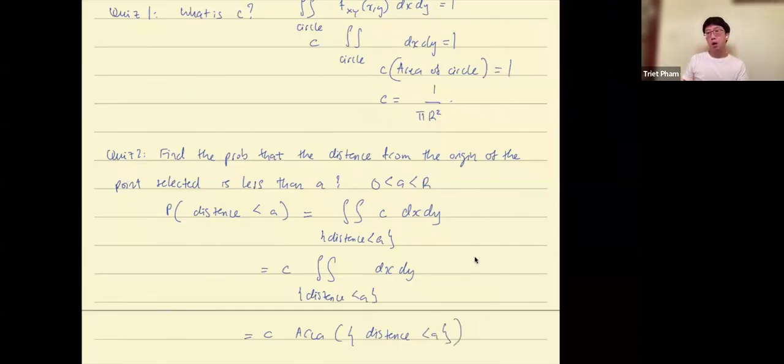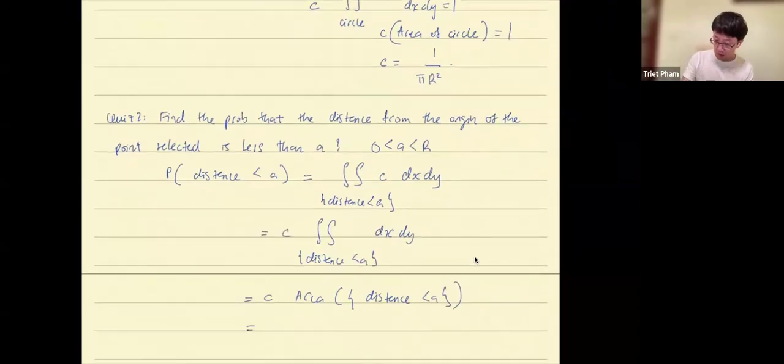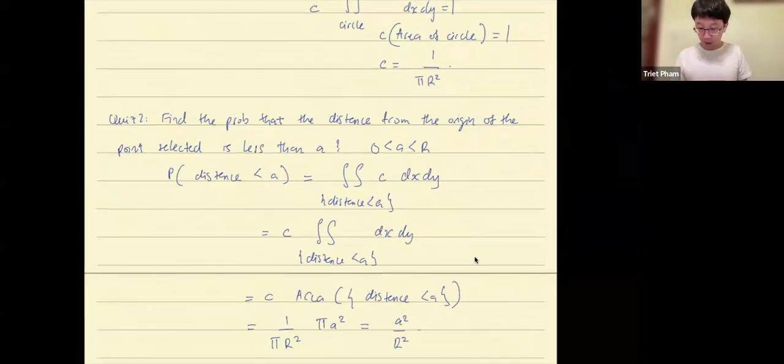Which is what? Pi a square, right? And C is 1 over pi r square. So the final answer is a square over r square. Any question with that?